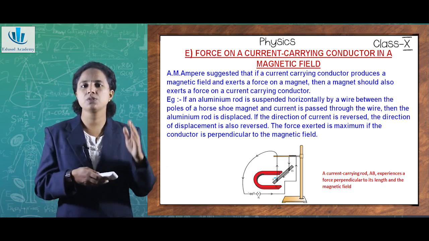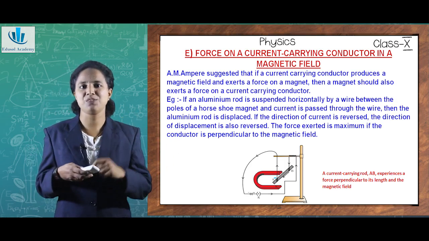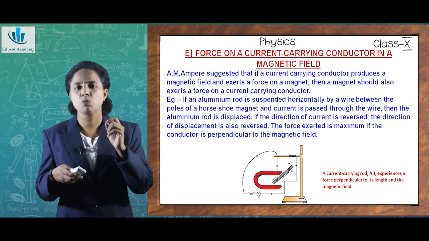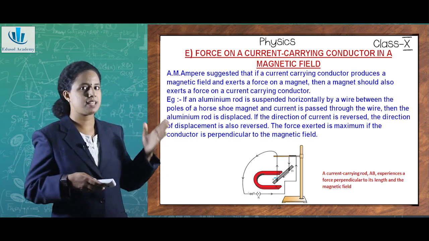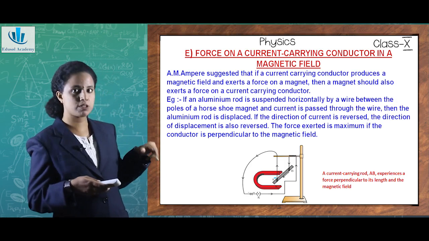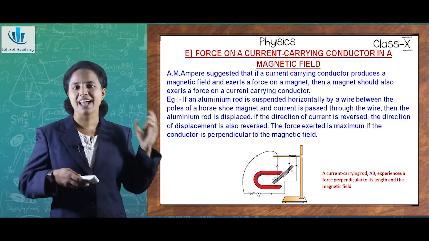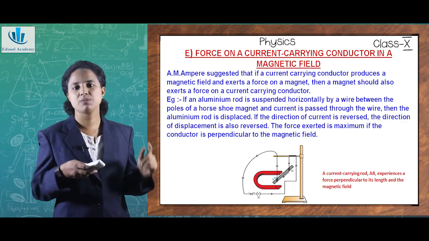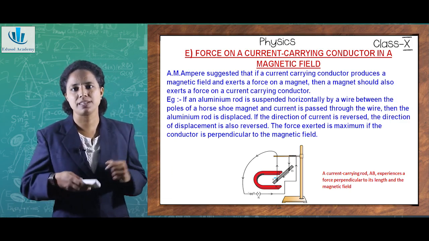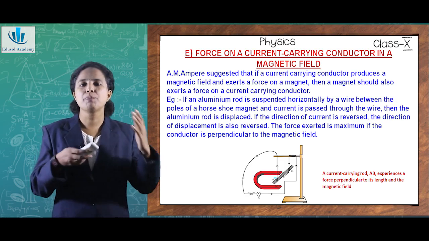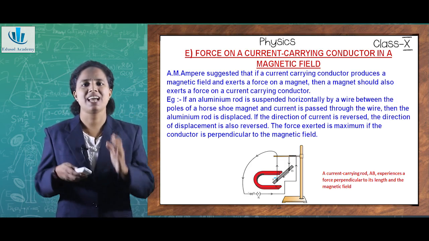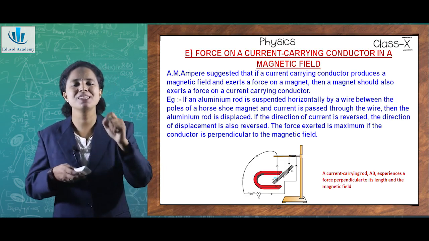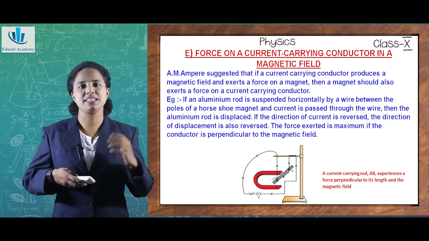Now we are going to pass the current by inserting the key into the plug. When the current is passed through the wire, what do you observe? There is an aluminum rod suspended between the poles of the horseshoe magnet, and this rod is connected to the key as well as the terminals of the battery, isn't it? Once we pass the current through the wire, what effect does it have on the aluminum rod? Will there be any change? You will observe that the aluminum rod is displaced.